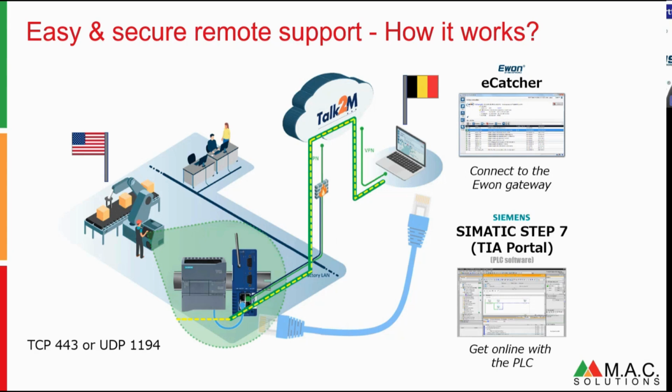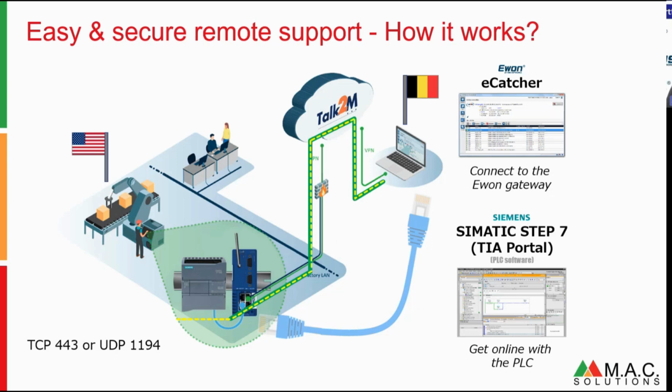Now, a key aspect of Ewon's solution is that it is firewall friendly. Unlike traditional remote access methods that require opening ports in the factory's firewall, which could expose the networks to risk, Ewon uses an outbound only connection to the Talk2M. Ewon uses outbound traffic on ports like TCP 443 or UDP 1194 to connect securely to the cloud.